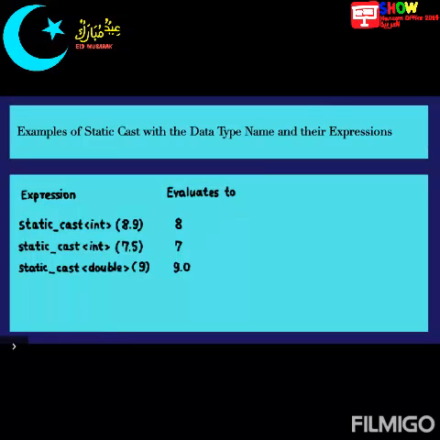Starting with the expression, static_cast<int>(8.9), right? To evaluate into integer, it's given an integer, changed to 8. static_cast<int>(7.5), changed to the integer, must be 7. static_cast<double>(9), changed to the data type double, which is 9.0. Just like the following, to cast the type.